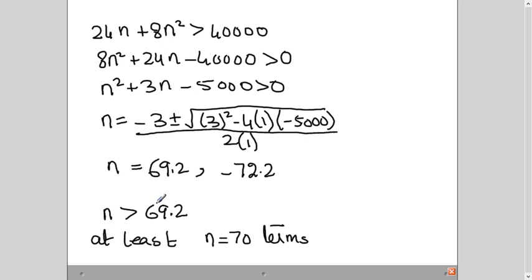No. We are saying how many terms will give us a sum more than 20,000. So if it is less than this, then it will not be. So the next term after this is 70. So at least 70 terms we have to add up to get the sum more than 20,000.